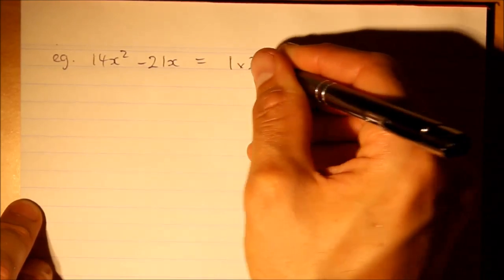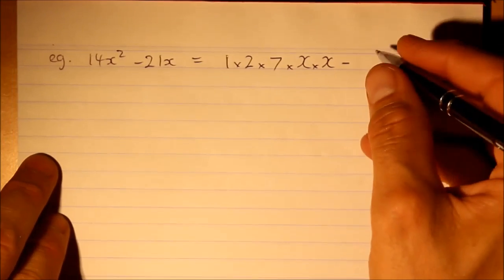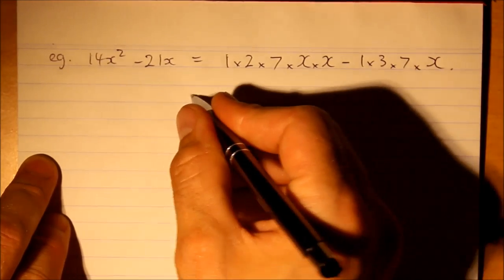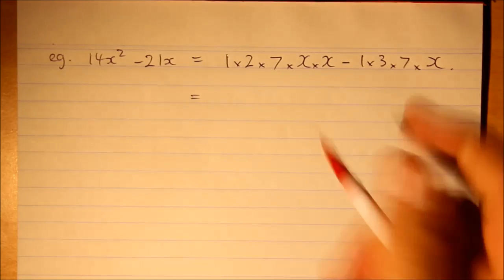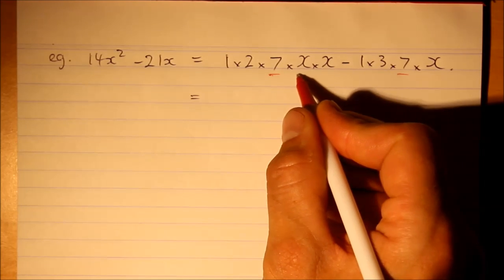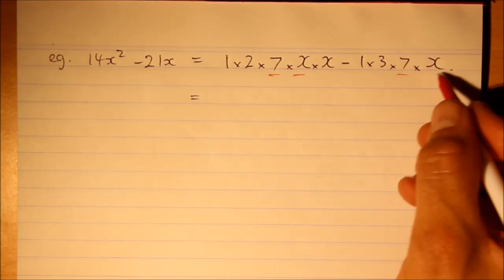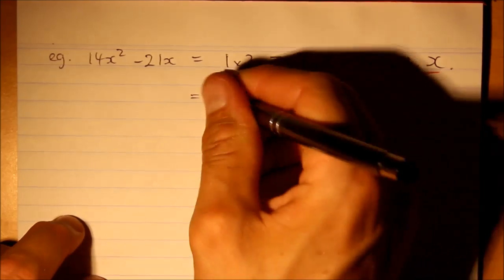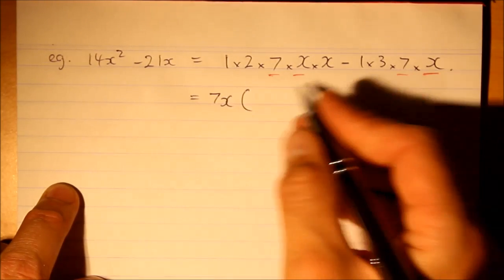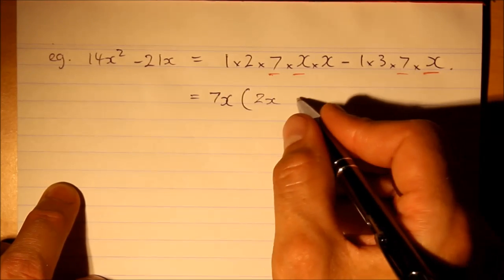So 1 times 2 times 7 times x, subtract 1 times 3 times 7 times x. Now we're looking for the highest common factor, which is a 7. And you also have to make sure you check any letters, or pronumerals here, because if you've got common letters, they too need to be taken out. So 7x goes at the front, and then we have what's left over, 1 times 2 times x, this is 2x, and minus 1 times 3, which is -3.